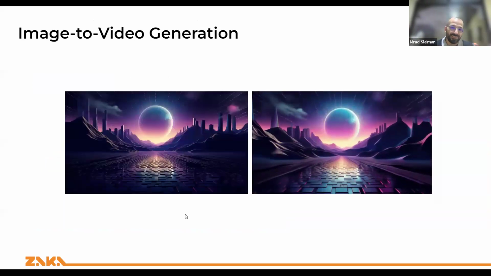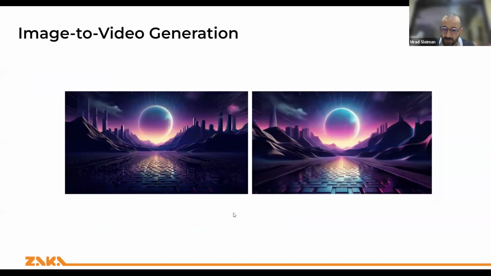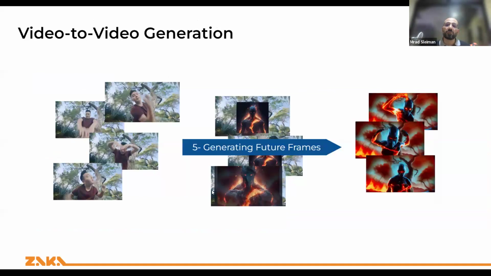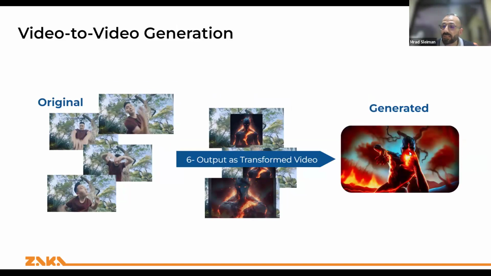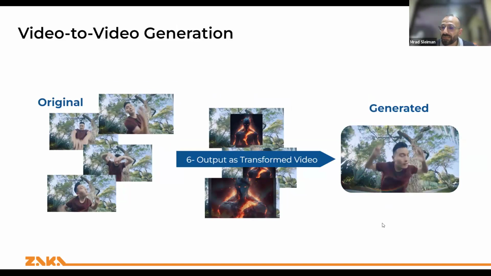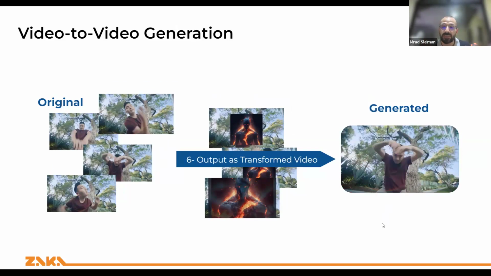Maybe you can make this picture alive. So this is image to video generation. Maybe you can use AI to generate video out of a video. As you can see here, we have this original video and it is transformed into this, right? So the same dancing moves, but performed by another person in different situations, right?